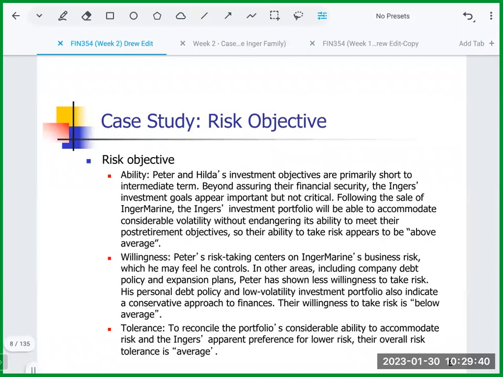Remember, for risk objective, you need to mention ability and willingness. And something I want to highlight here is that we always take the lower of both, right? In this case, ability might be high, but willingness is low, because remember we say that Peter is risk averse. So tolerance in total is maybe low or average. In terms of answers, something like this has no fixed answer. It's actually how you argue your case. Of course, you need to substantiate well as well.